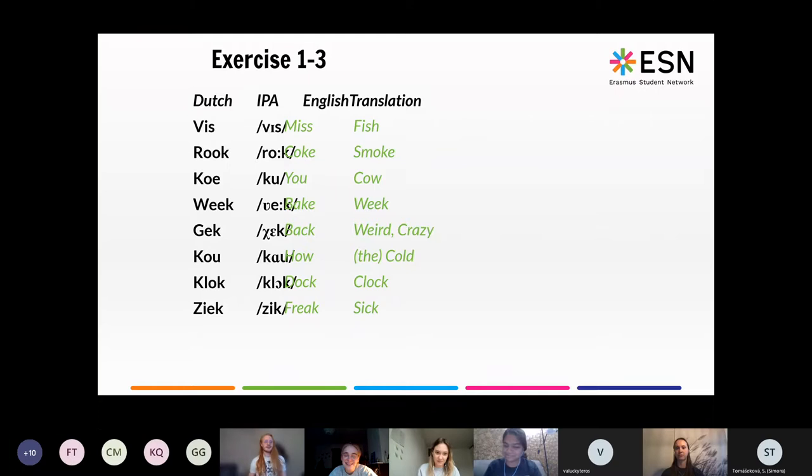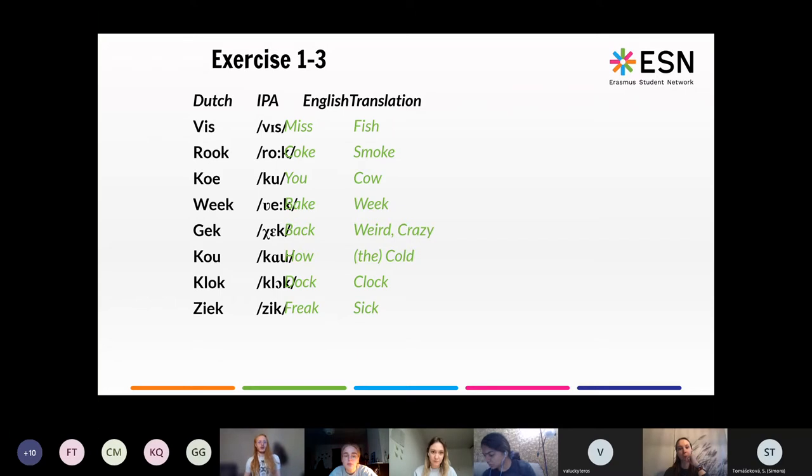Then, four, we have week. Take note of the W. There's a V, not W. So you won't say wake or week, but week. And it sounds similar to bake. And week just means week. I'm not sure if we derived this from the same origin or we just stole the word from English, but alas, it means the same. Then we have gek, which means weird, crazy. And it sounds similar to back. If you notice, it doesn't sound exactly the same, but close enough.